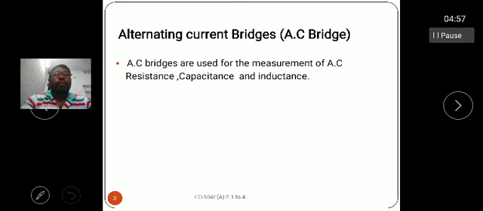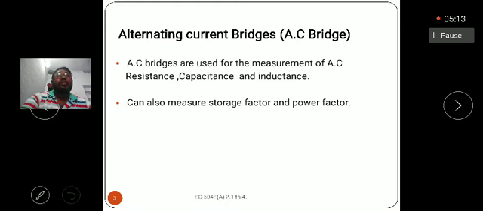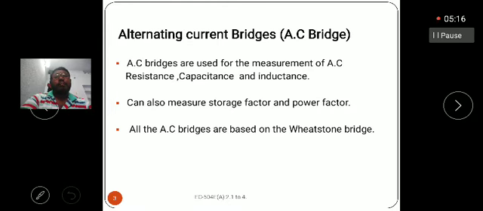First I am going to explain the alternating current bridges. AC bridges are used for measurement of AC resistance, capacitance and inductance, and also to measure the storage factor and power factor. All the AC bridges are based on the Wheatstone bridge only. That is the fundamental and one of the most accurate bridge circuits, the Wheatstone bridge. Based on the Wheatstone bridge concept, we apply it to the remaining bridge circuits. That means all AC bridges are based on the Wheatstone bridge only.